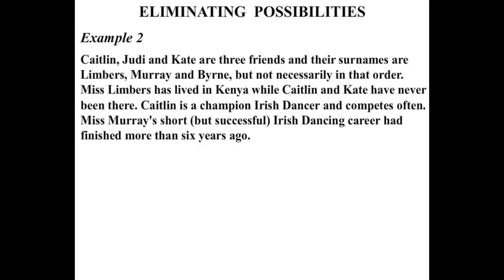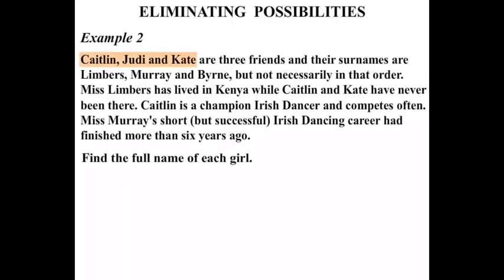Example 2. Caitlin, Judy and Kate are 3 friends, and their surnames are Limbers, Murray and Byrne, but not necessarily in that order. Miss Limbers has lived in Kenya, while Caitlin and Kate have never been there. Caitlin is a champion Irish dancer and competes often. Miss Murray's short, but successful, Irish dancing career had finished more than 6 years ago, and we need to find the full name of each girl.